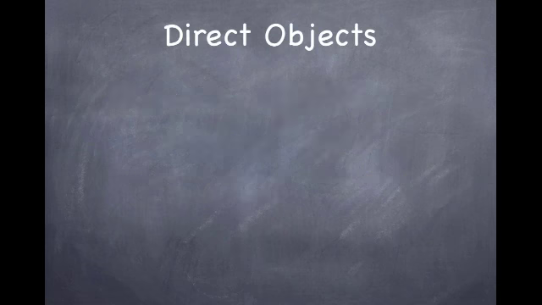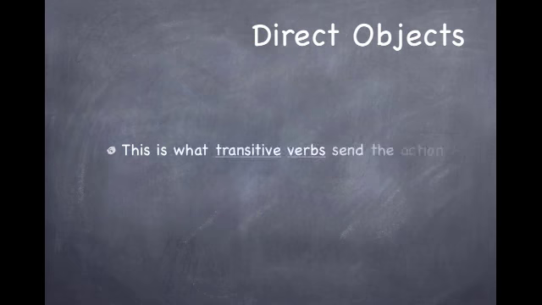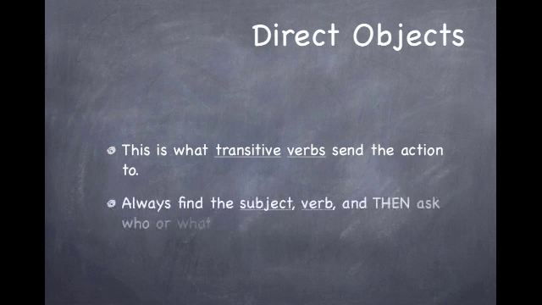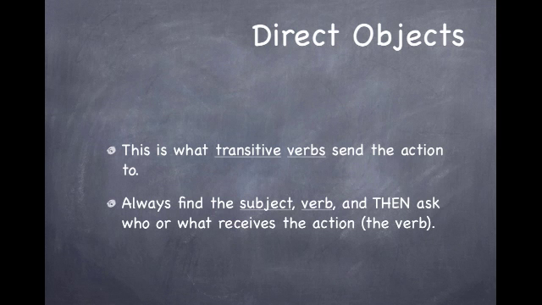So let's get started. We'll start with something called direct objects. Direct objects are what an action is sent to, or a verb. This is what transitive verbs send the action to. Just worry about the verb part for now. So how do you find a direct object in a sentence? You always start by finding the subject or the verb, and then ask yourself who or what is receiving the action or the verb.